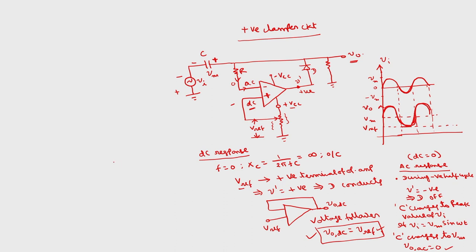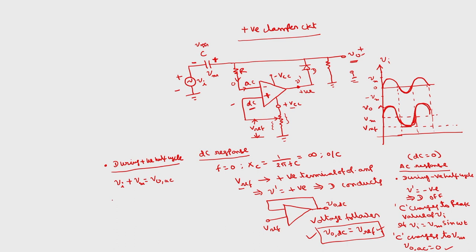And what happens during positive half cycle? During positive half cycle, what will be this output voltage V naught? Now this becomes positive, this becomes negative, and this output is plus with respect to minus. The capacitor has charged to Vm, minus plus. If I apply the KVL, this is minus to plus is Vi, and this capacitor is minus to plus Vm. Voltage V naught is plus to minus. So V naught due to AC is Vi plus Vm.